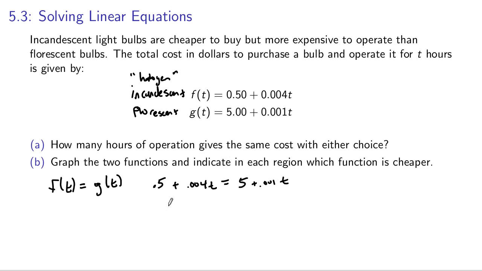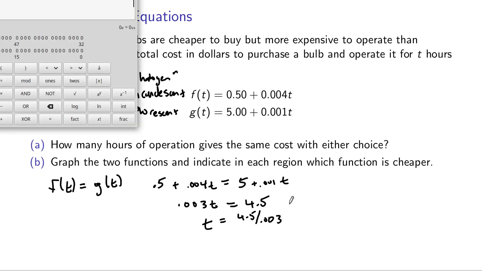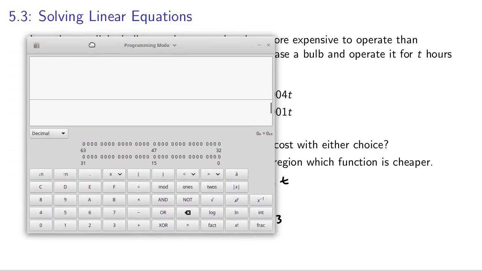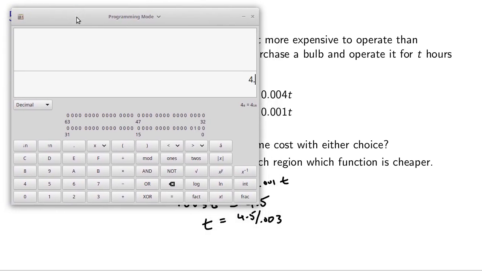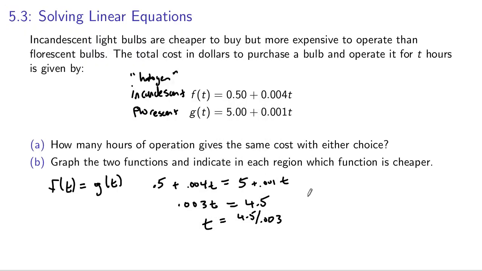All we have to do is gather like terms. Subtracting 0.001 T, we get 0.003 T, or 3 thousandths T. And 5 minus 0.5 gives us 4.5. So T must be 4.5 over 0.003, which we could do by hand, but let's use a calculator to find that. 4.5 divided by 0.003 is 1,500. So 1,500 hours is the answer to part A.